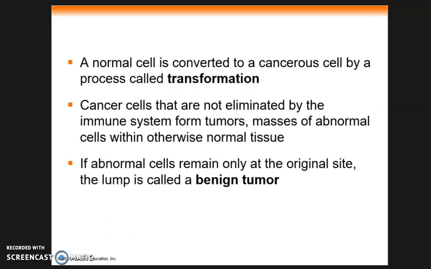The abnormal behavior of cancer cells begins when a single cell in a tissue undergoes a transformation that converts it from a normal cell to a cancer cell. Normally, your immune system will recognize and destroy those transformed cells. Cells that evade destruction proliferate to form a tumor, or a mass of abnormal cells. If the abnormal cells remain at the originating site, the lump is called a benign tumor. Most benign tumors do not cause serious problems, and they can be fully removed by surgery.